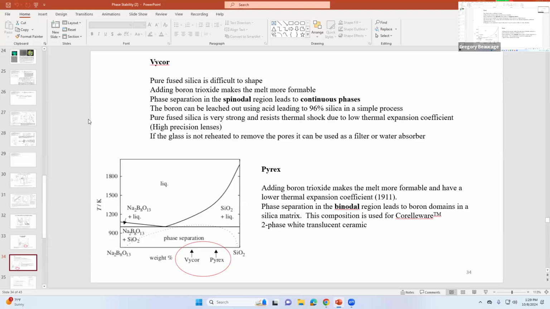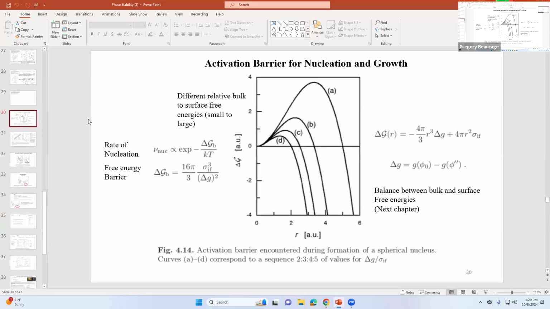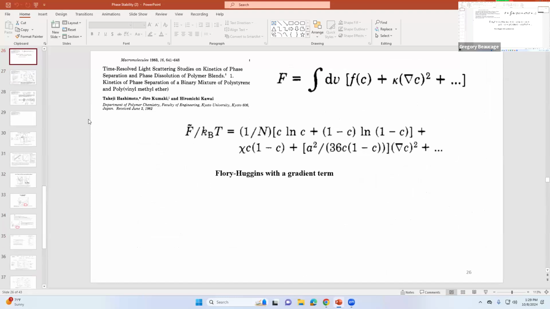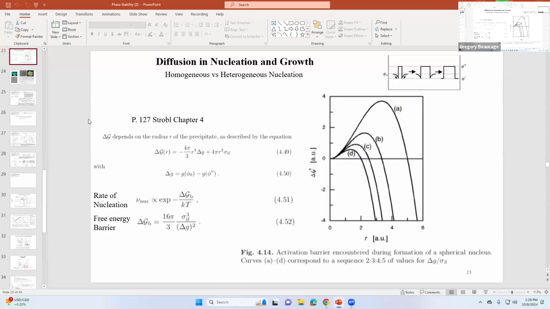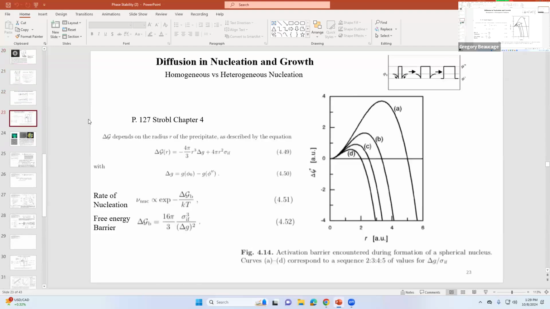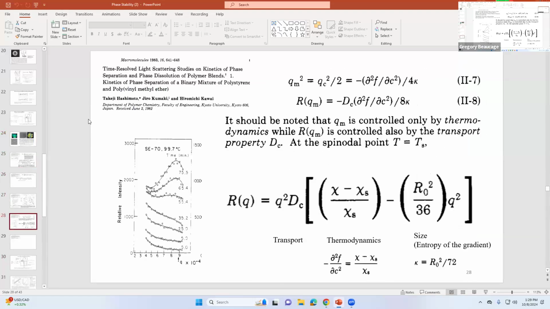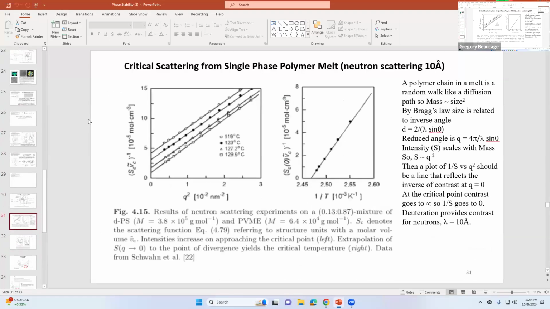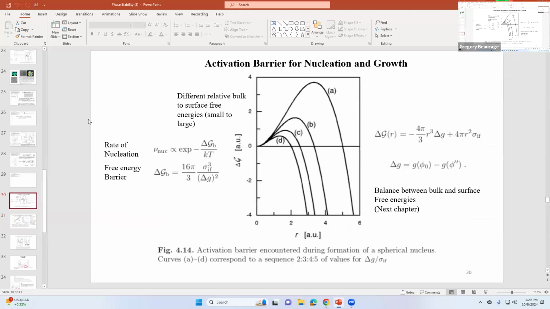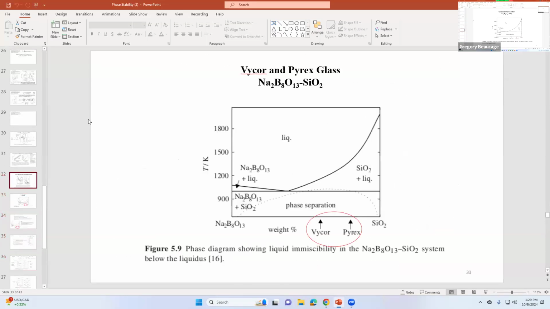What's the other thing here? The only other thing, so I'm going to leave the spinodal with that. It's probably good enough. The other thing in here is this idea of nucleation and growth, so the activation barrier thing. Basically there are two kinds of nucleation and growth that you can get here.